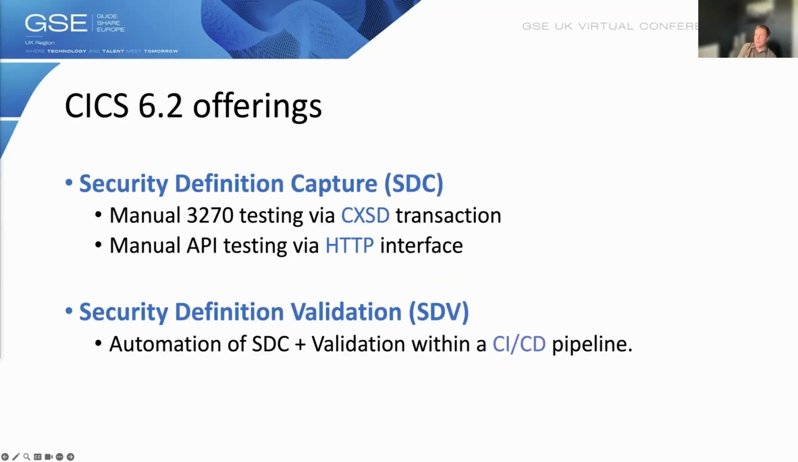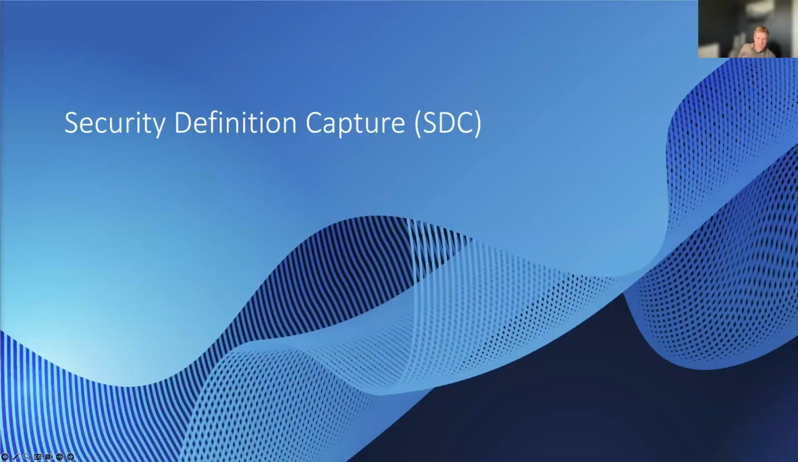So what we're offering for 6.2 is two things: security definition capture, which we call SDC, which allows you to capture security usage when you're doing manual terminal testing on a 3270 or API testing over an HTTP interface. And we're also offering security definition validation, which is a collection of tools which allows you to automate SDC and then validation of what's been captured within a continuous integration pipeline. So I'm going to deep dive into each of these now.